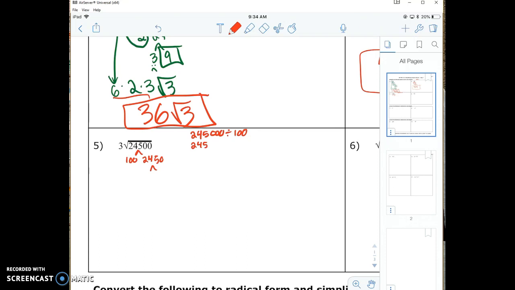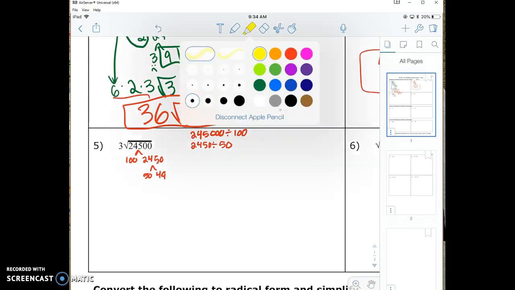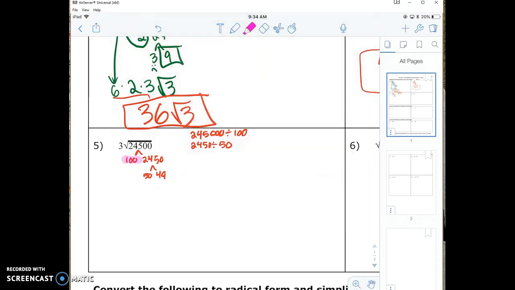I'm going to divide this by, it ends in 50, so let's do 50. This gives me 49. Notice here already, I have a few perfect squares. The square root of 100 is 10. The square root of 49 is 7.